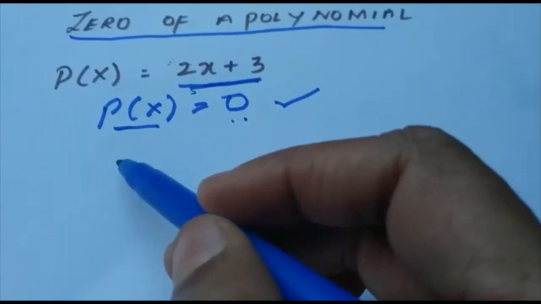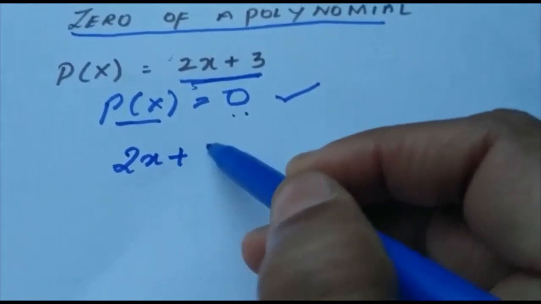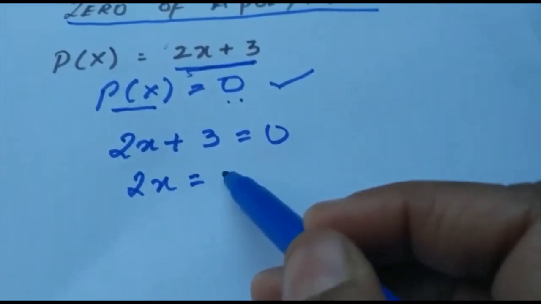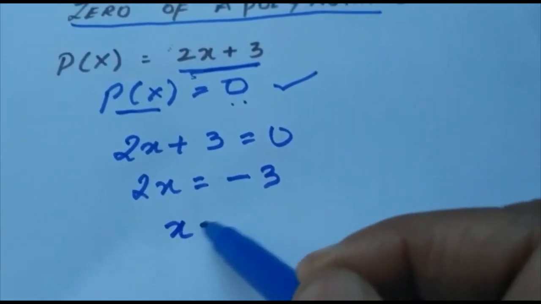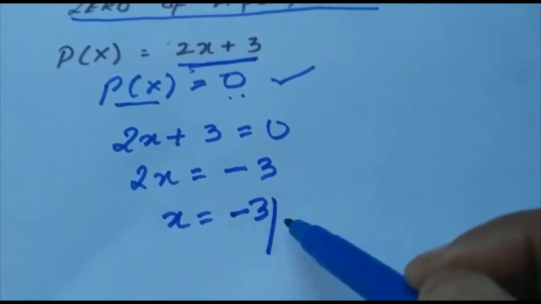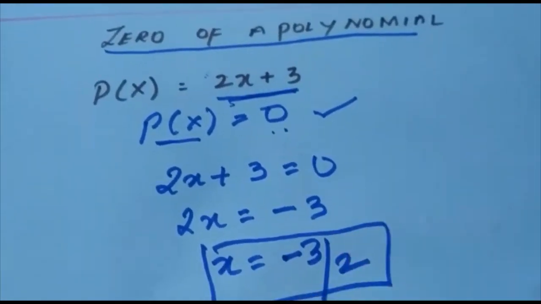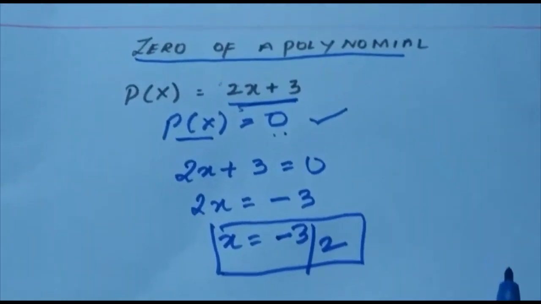So what is p of x here? 2x plus 3 is equal to 0. 2x is equal to minus 3. X is equal to minus 3 upon 2. X is equal to minus 3 upon 2 is the zero of the polynomial.